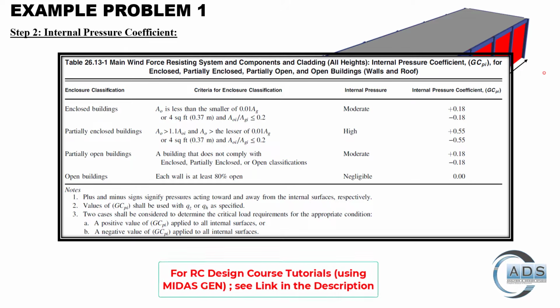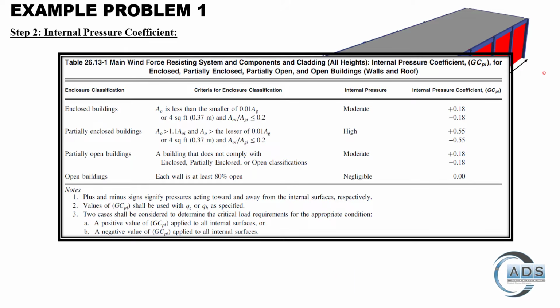For the definition of an enclosed building, it is said that A0 is less than the smaller of 0.01 of AG or 4 square feet. So our building is classified as enclosed by this definition. So internal pressure intensity is moderate and the internal pressure coefficient GCPI value is plus minus 0.18.